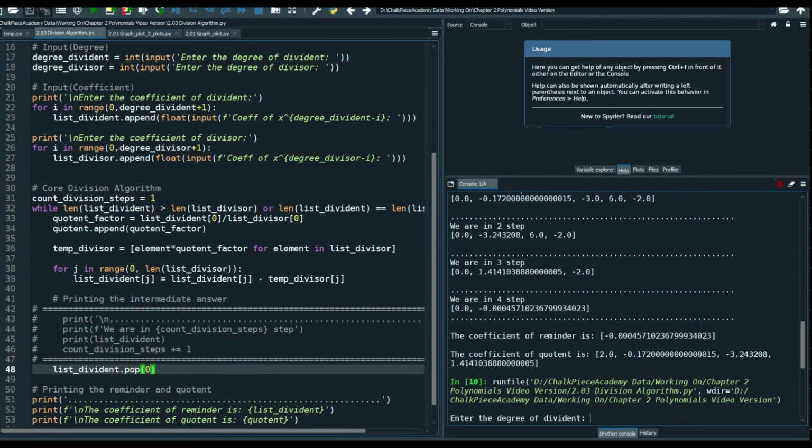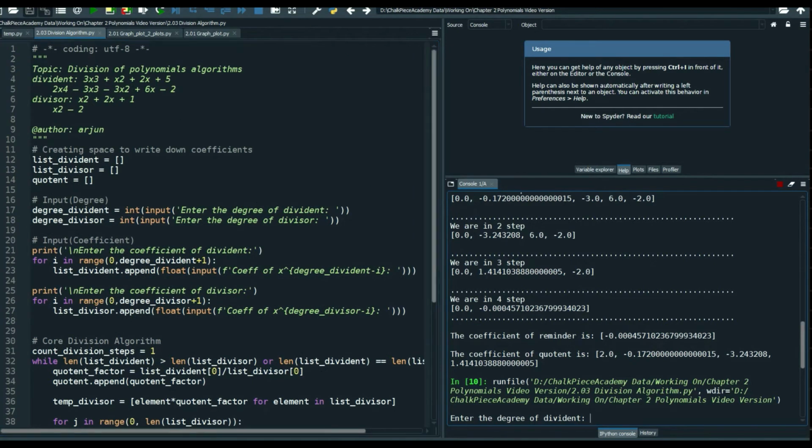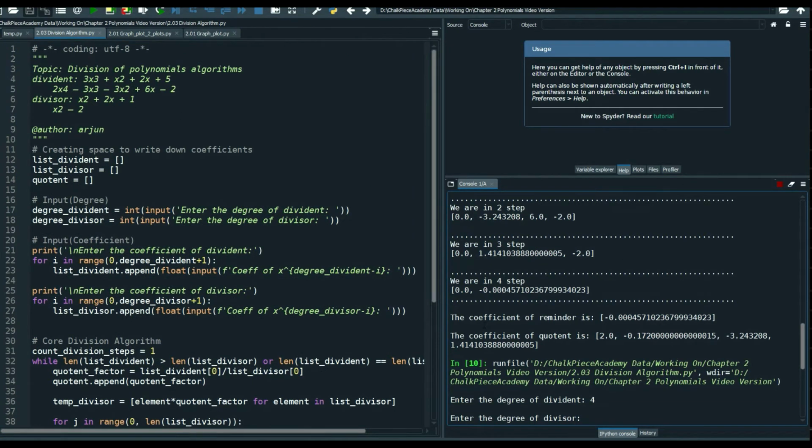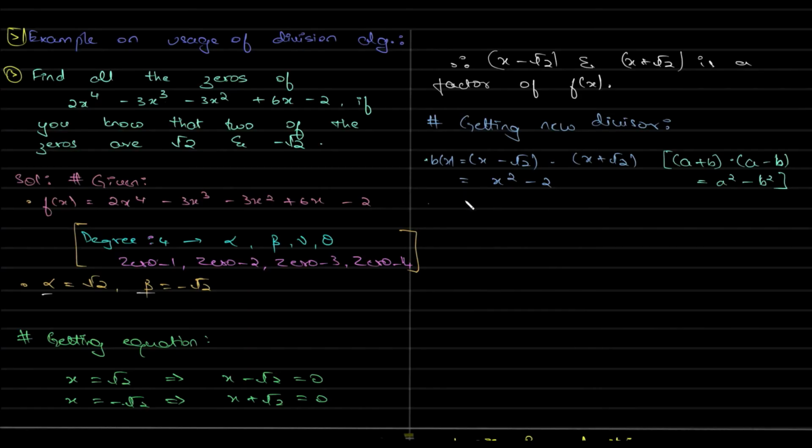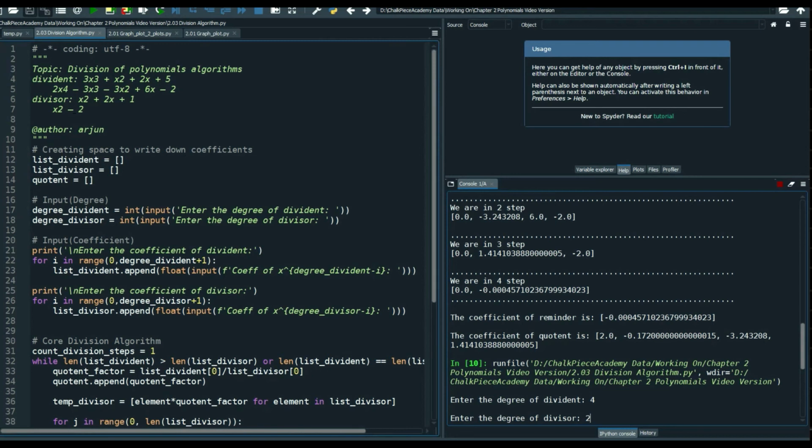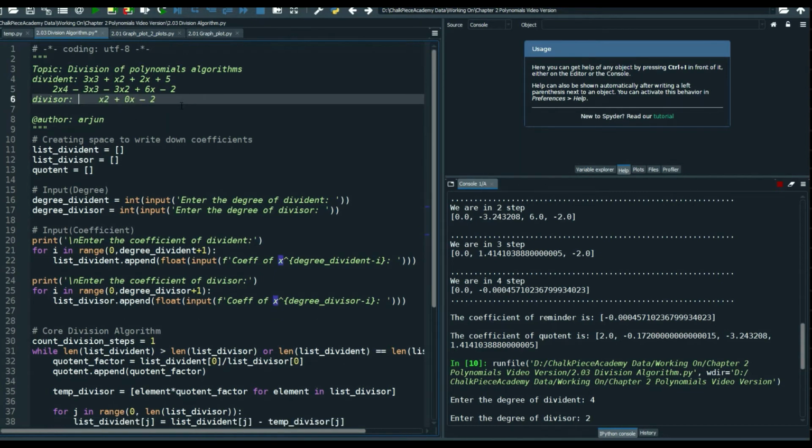The degree of the dividend is 4 and here it's 2. Let me show you why. Here the degree is 2, and you can rewrite this as x square plus 0x minus 2. So I can altogether not bother with this.